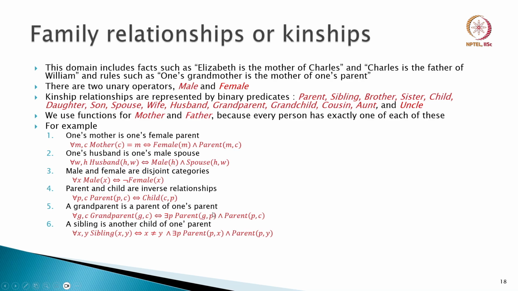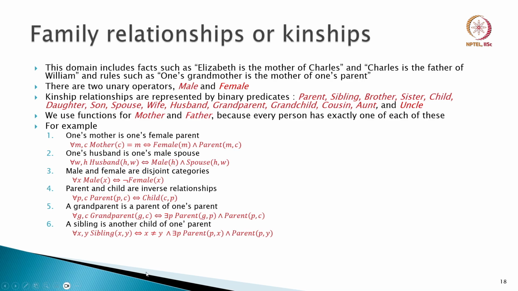Okay. A grandparent is a parent of one's parent. So if you have a grandparent G and grandchild C, grandparent G C if and only if there exists some P such that G is the parent of P and P is the parent of C. If this is true, then only G is the grandparent of C. A sibling is another child of one's parent. So for all x y, sibling x y, so x is a sibling of y, if and only if there exists some parent, okay, who is a parent to both x and y. But at the same time, x should not be equal to y. So these are some example sentences in the family relationship domain, right?